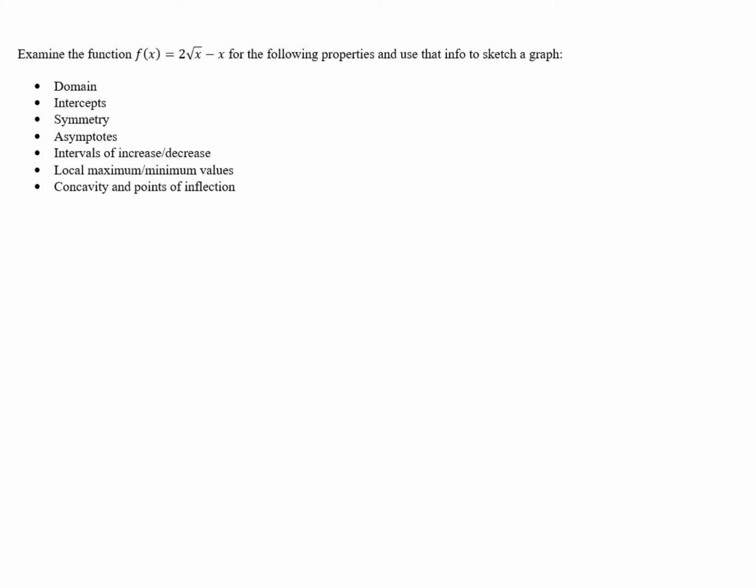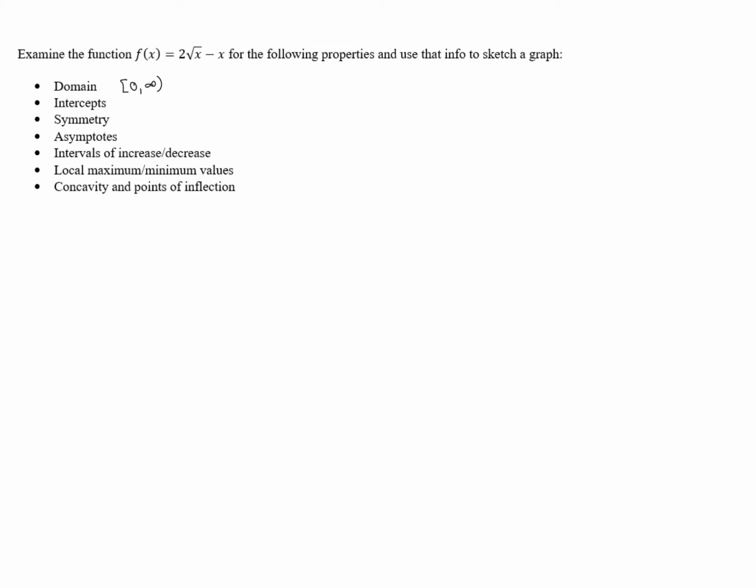Examine the function f of x equals 2 root x minus x for the following properties and use that info to sketch a graph. If we look at the domain, we notice that we have a square root of x here, so that restricts our domain to the interval from 0 to infinity, including 0. So we're not going to have any negative numbers here.